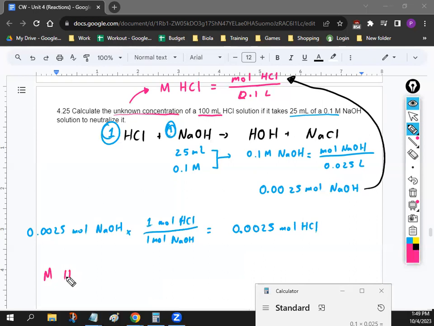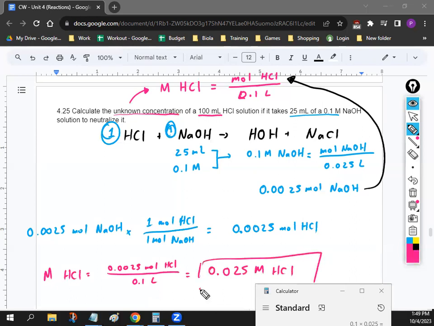So molarity of HCl is equal to 0.0025 moles of HCl divided by 0.1 liters. That should give you 0.025 molarity of HCl. And there you go, guys. That is that problem.